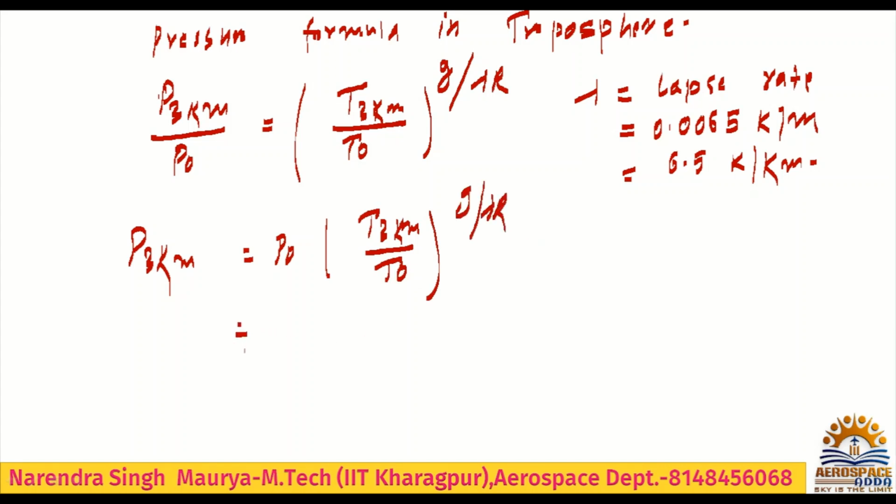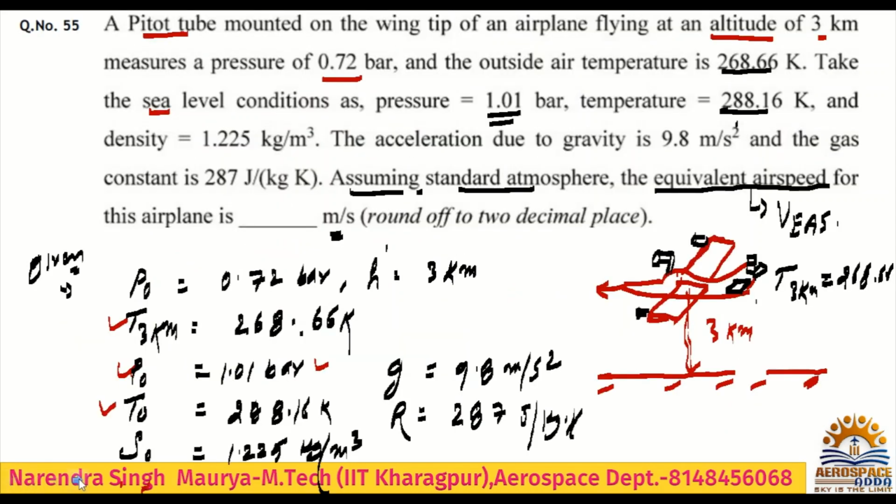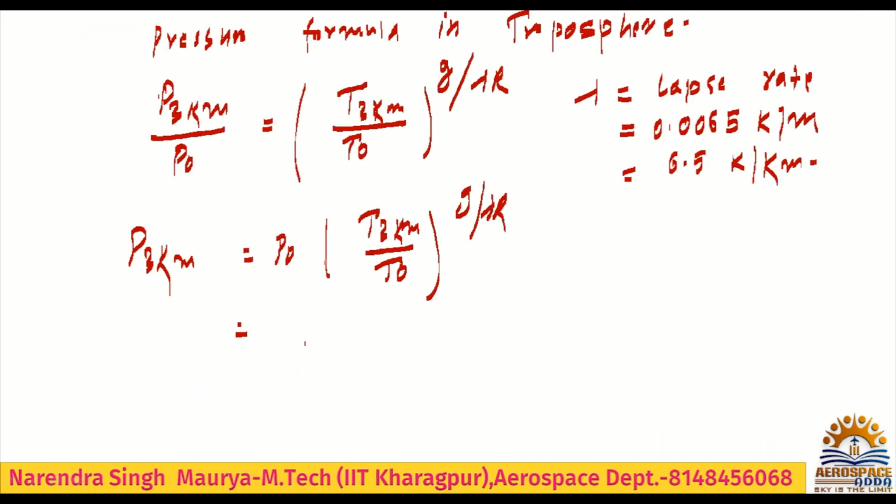What is the sea level pressure? It is 1.01 bar, no? Check it, it is given, 1.01 bar. So I will write all the values directly, 1.01. So bar I am not going to write. Remember, whatever pressure value comes, it will be in bar.